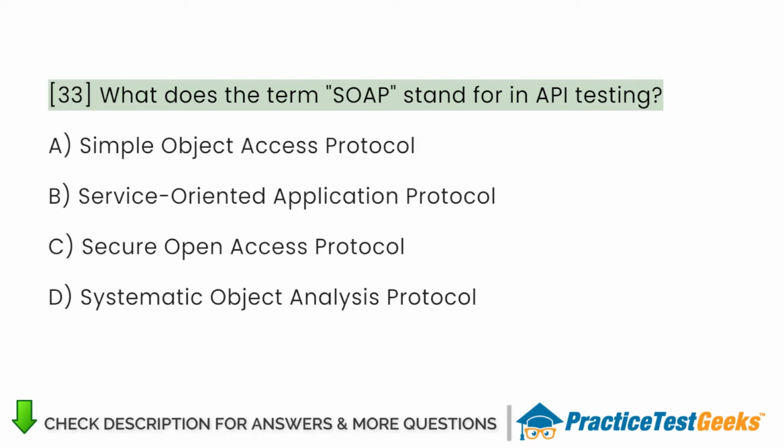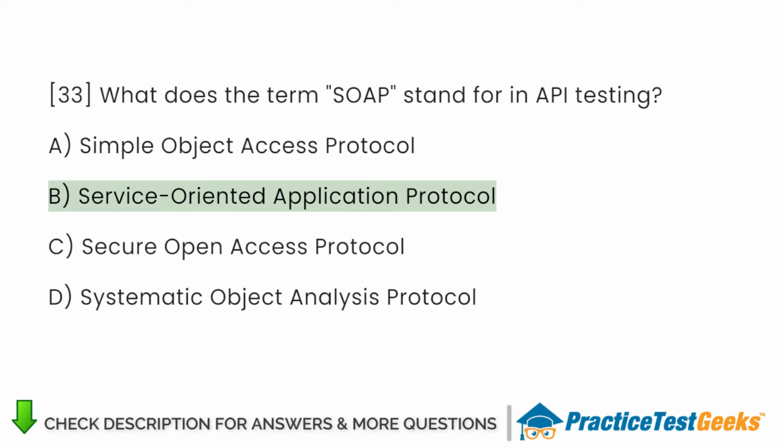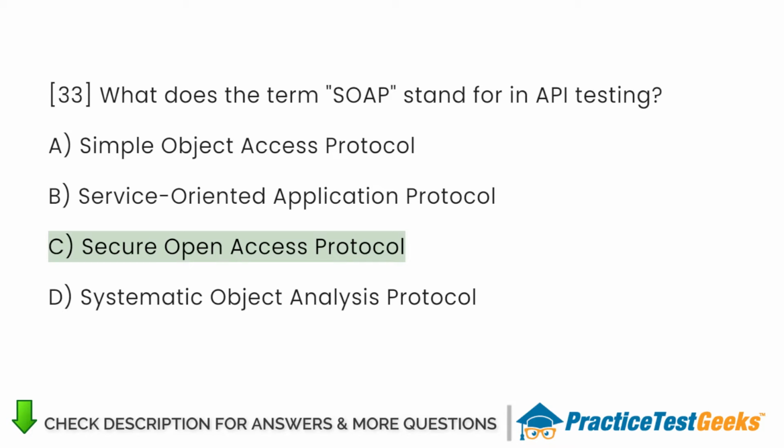What does the term SOAP stand for in API testing? A. Simple Object Access Protocol. B. Service-Oriented Application Protocol. C. Secure Open Access Protocol. D. Systematic Object Analysis Protocol.